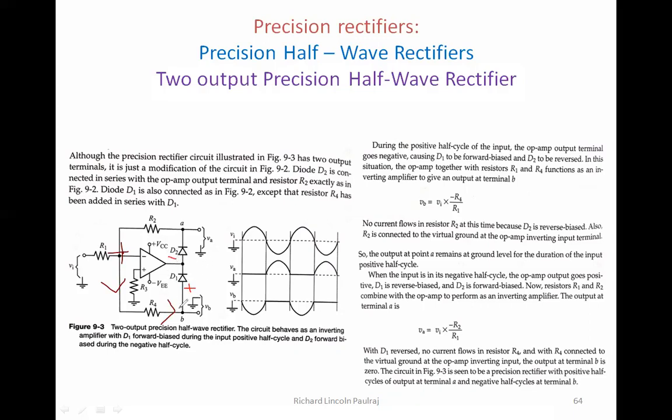So which means D1 is in forward bias, and D2 is in reverse bias, because positive is connected here and negative is connected here. So D2 is in reverse bias. So D1 is forward biased and D2 is reverse biased. Reverse bias means this is not going to work, it's going to be cut off, and my feedback is ultimately cut off. So in this situation, the op-amp together with resistors R1 and R4 functions as an inverting amplifier to give the output at B.